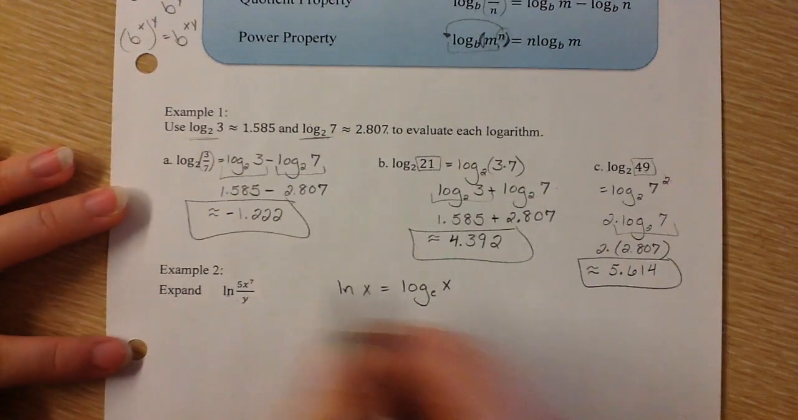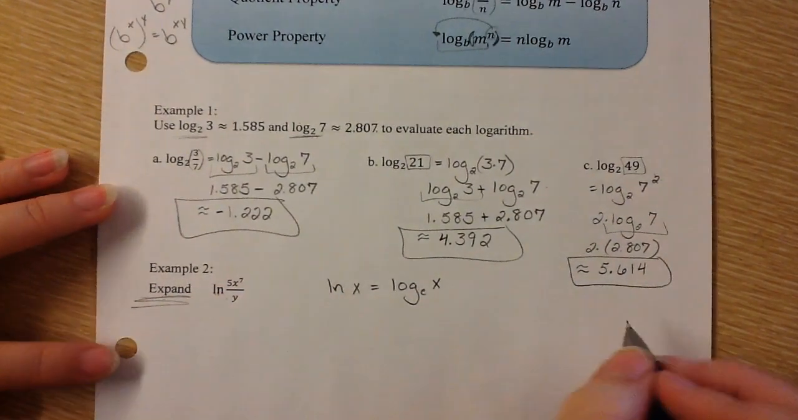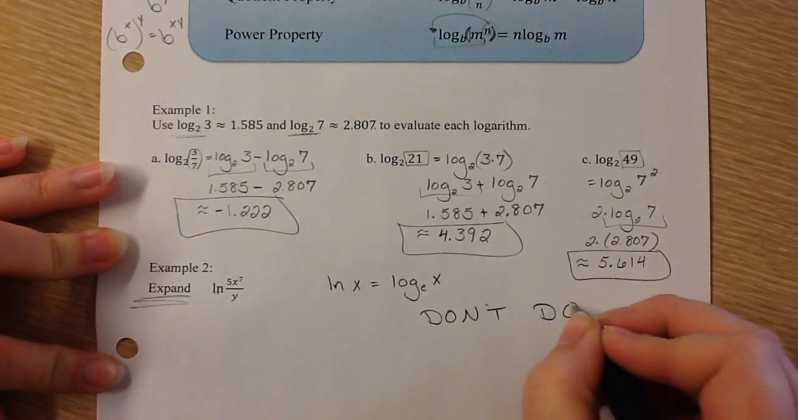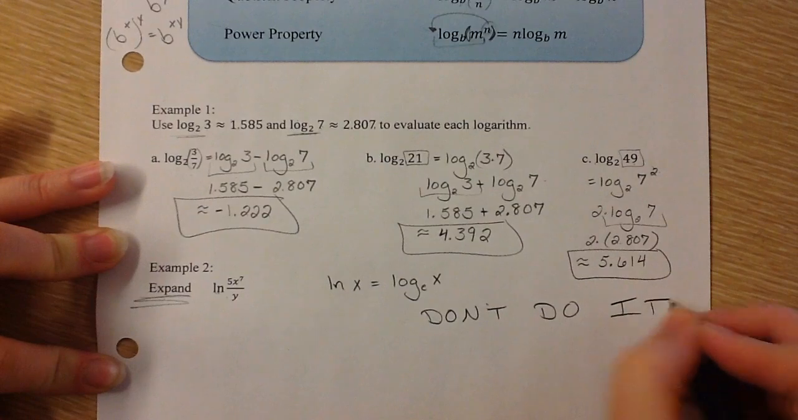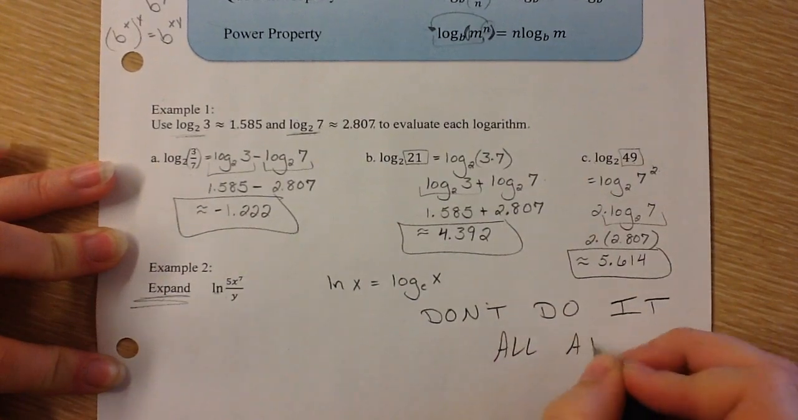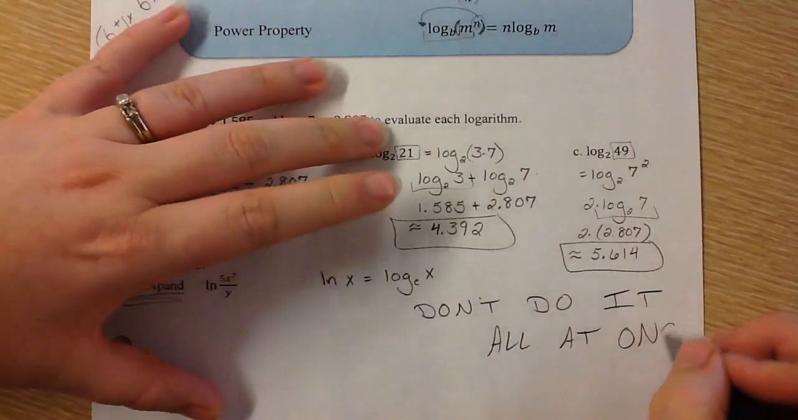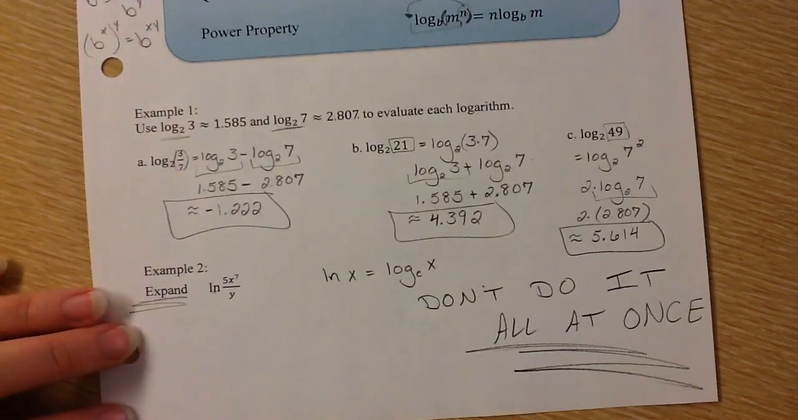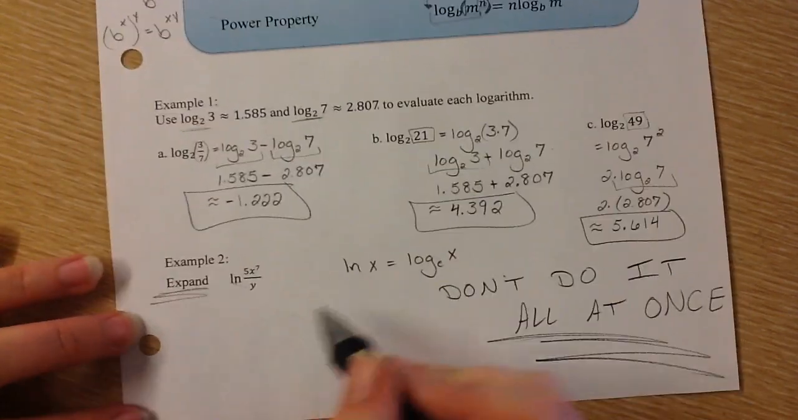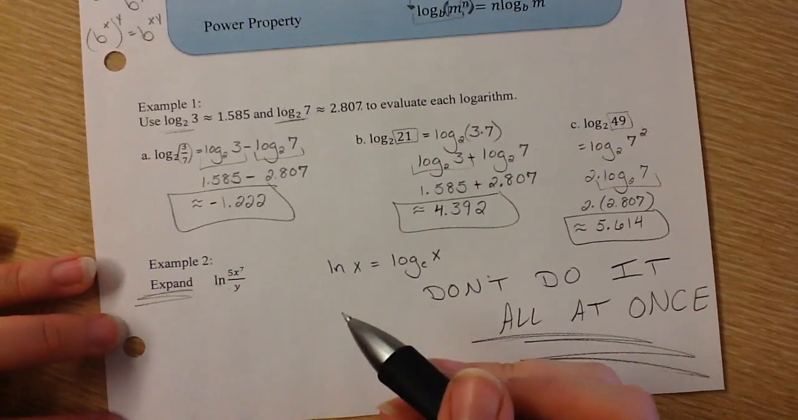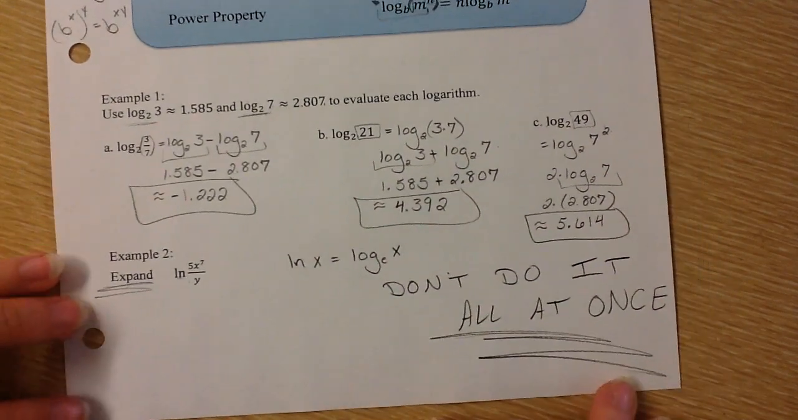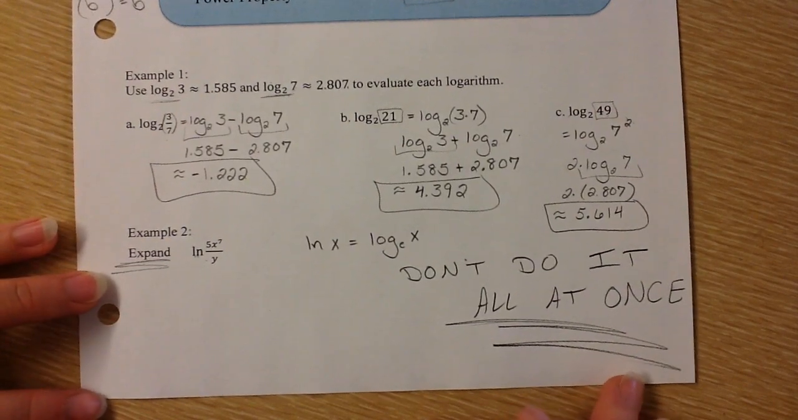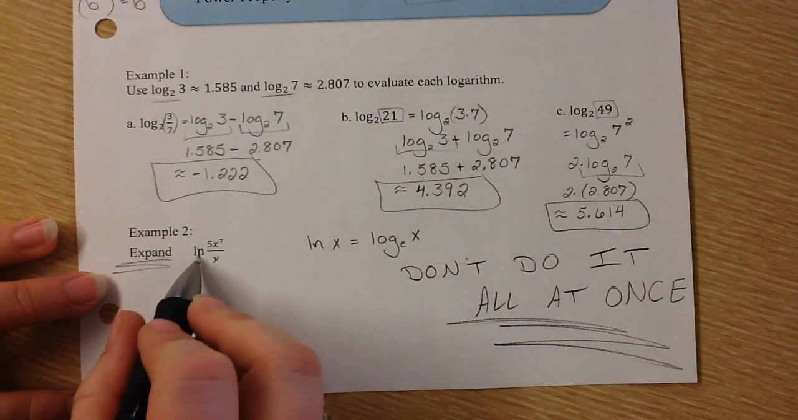Word of caution on expanding: don't do it all at once. Meaning one step at a time. This is a multiple step problem. I told you guys that about transformations and you still try to do all the transformations at once. So please don't do it all at once. You will make a mistake if you do it all at once. So do one thing at a time.